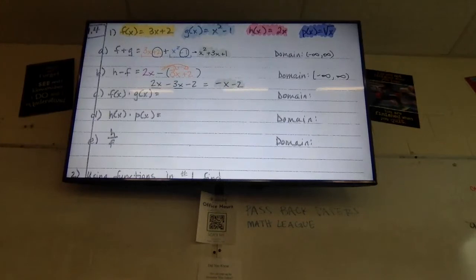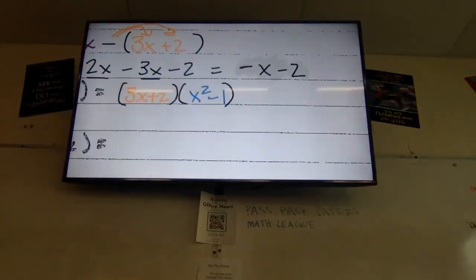All right, now we're multiplying. This little times sign in between them means we're multiplying. So I'm going to do f times g. I'm going to have to FOIL these. So I've got 3x plus 2 and x squared minus 1. We're going to FOIL these guys out.